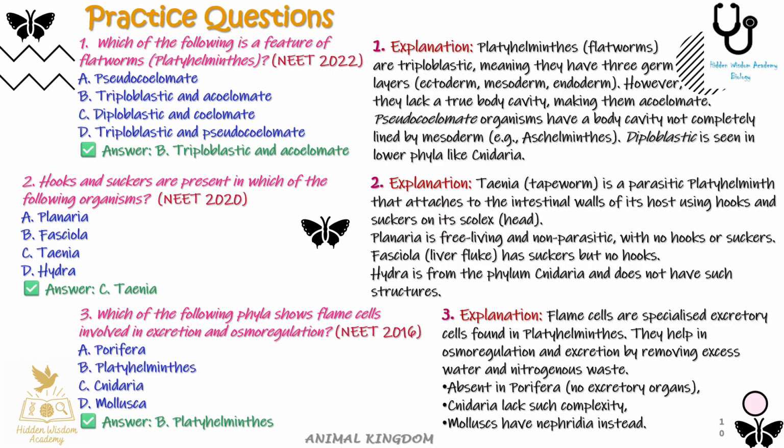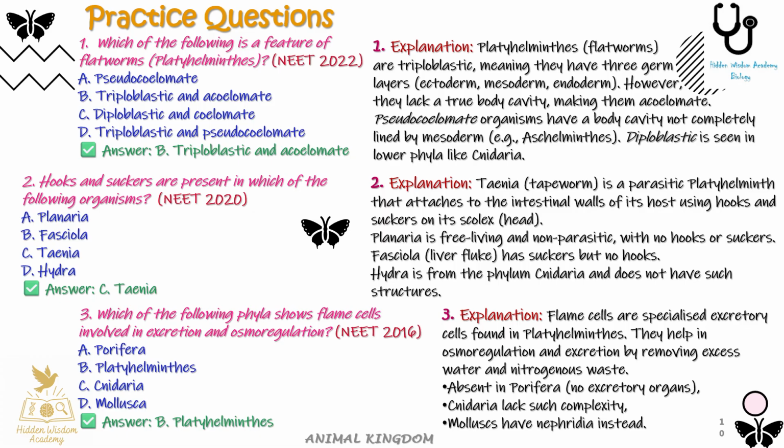Let's practice few questions to test your knowledge. Question 1. Which of the following is a feature of flatworms, platyhelminthes? From NEET 2022. Option A, pseudocoelomate. Option B, triploblastic and acoelomate. Option C, diploblastic and coelomate. Option D, triploblastic and pseudocoelomate.